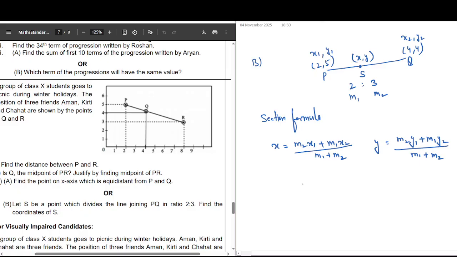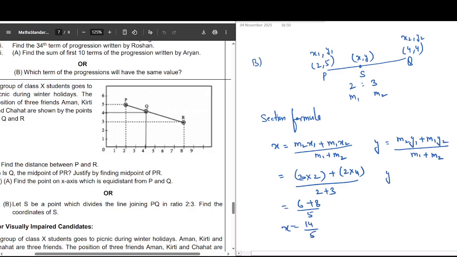Okay, so now we will put in the values. For the x coordinate we will put the values of m2 x1 plus m1 x2. So we are getting 3 into 2 plus 2 into 4, divided by 2 plus 3. So we are getting 6 plus 8 divided by 5, that is 14 upon 5. So we got the x coordinate as 14 upon 5.